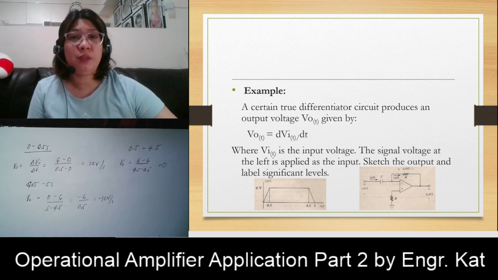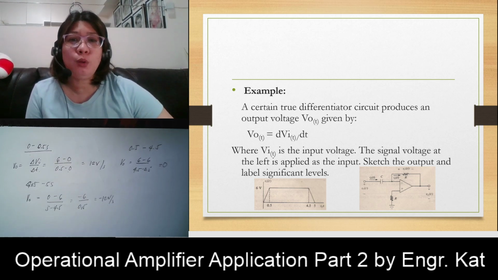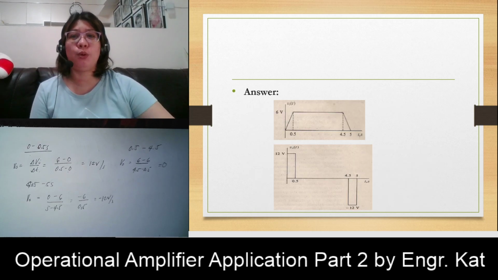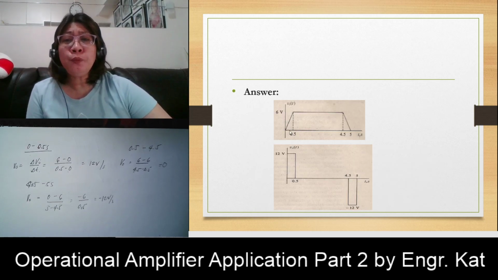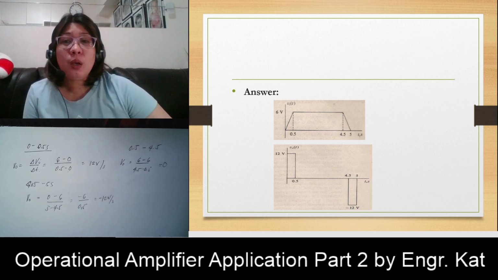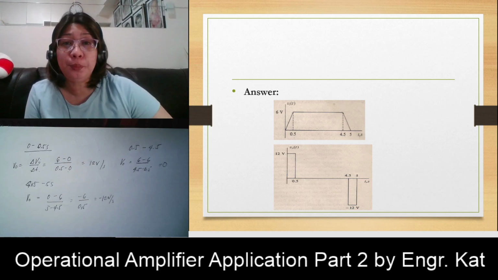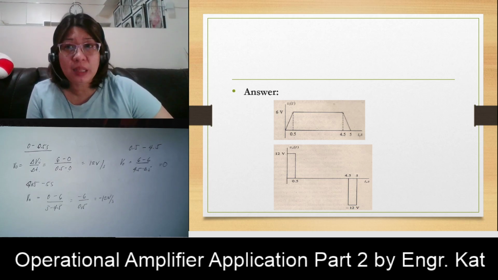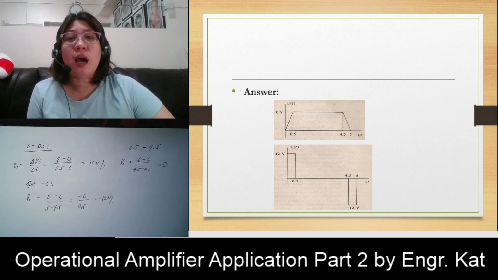So what do we have there? How do we draw this? How do we sketch this? So this is now your answer. So from this, from 0 to 0.5, we have here your 12 volts as your output, and then we don't have an output from 0.5 to 4.5, and then finally we have a negative 12 output from 4.5 to 5 seconds.